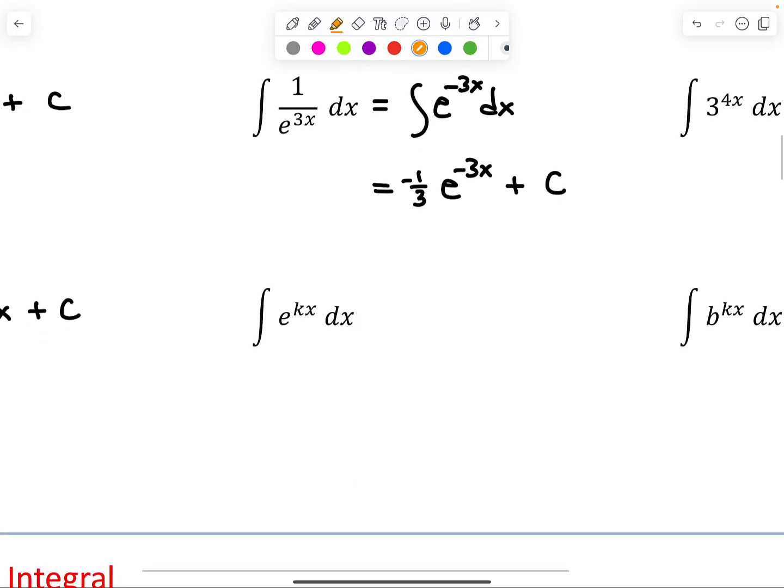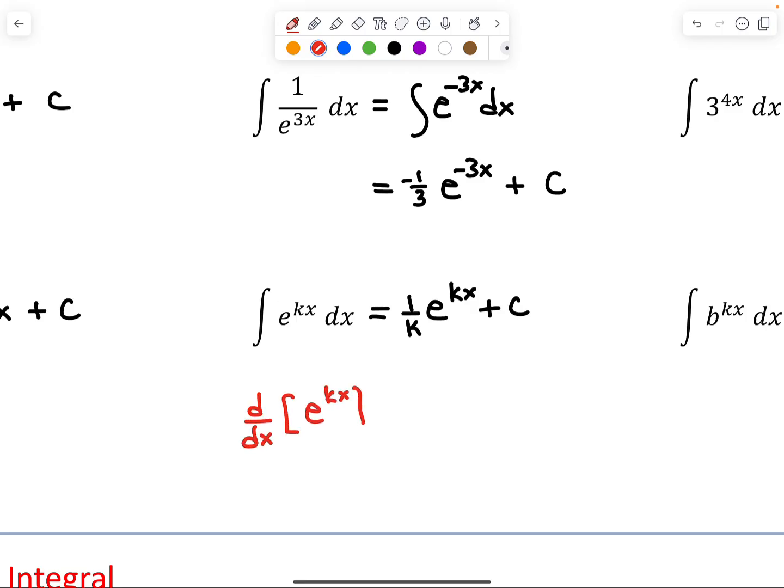In general, if you have e to the kx, where k is a constant, the antiderivative will be itself, e to the kx, times the reciprocal of that k. This is not to be confused with the fact that when you differentiate e to the kx with respect to x, you get k e to the kx.